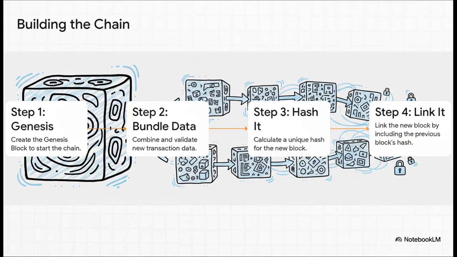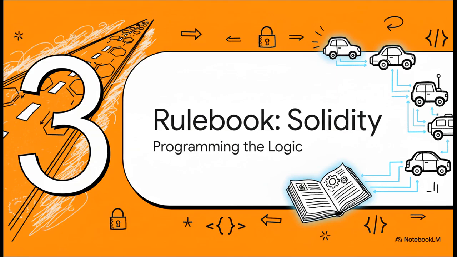So this is how the chain actually grows. You start with that Genesis block. Then, for every new block, you bundle up the latest transactions, you generate a brand new unique hash for this block, and then, and this is the most important step, you link it to the past by including the hash from the previous block. You just repeat that process over and over, and that's what makes the entire chain so incredibly secure.